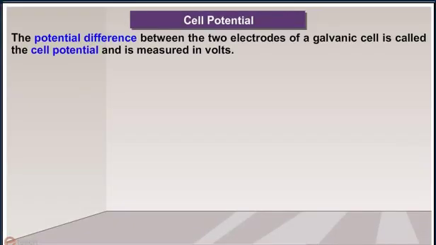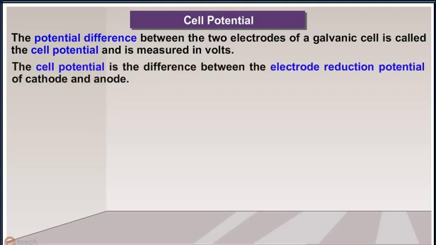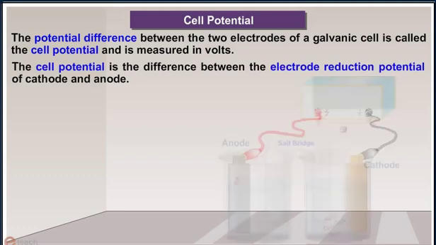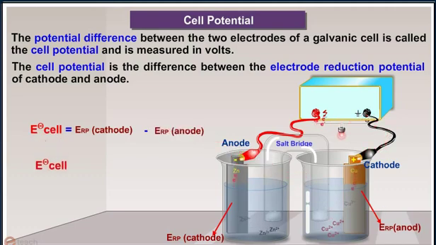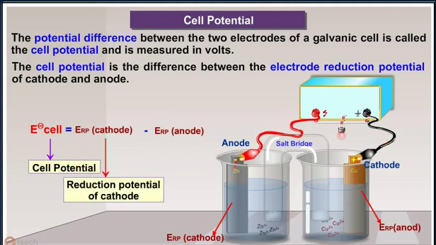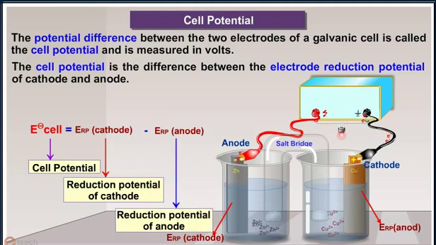Cell potential. The potential difference between the two electrodes of a galvanic cell is called the cell potential and is measured in volts. The cell potential is the difference between the electrode reduction potential of cathode and anode. E naught cell is given by E of cathode minus E of anode, where E naught cell is the cell potential, ERP of cathode is the reduction potential of cathode, and ERP of anode is the reduction potential of anode.